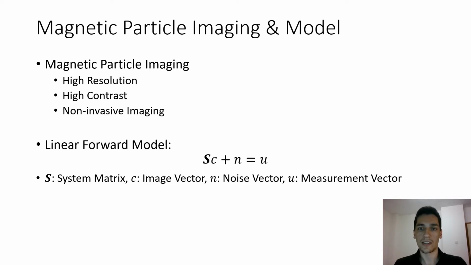S times C with some noise is equal to U. Here, S is a system matrix modeling the scanner, and it is measured with scanner calibration. C is the unknown image vector, N is noise, and U is the measurement. For the measurement vector and each column of the system matrix, we first take the Fourier transform of the real-valued time domain signal, delete one conjugate symmetric part, and concatenate real and imaginary parts row-wise.